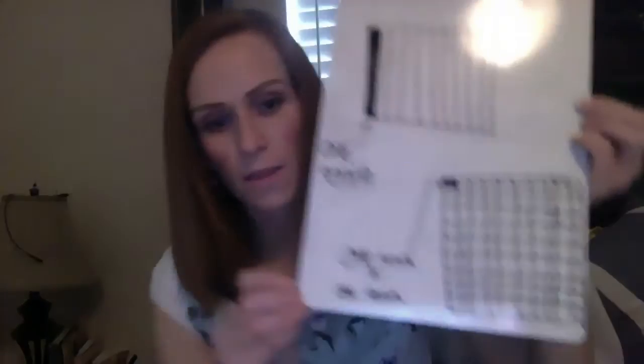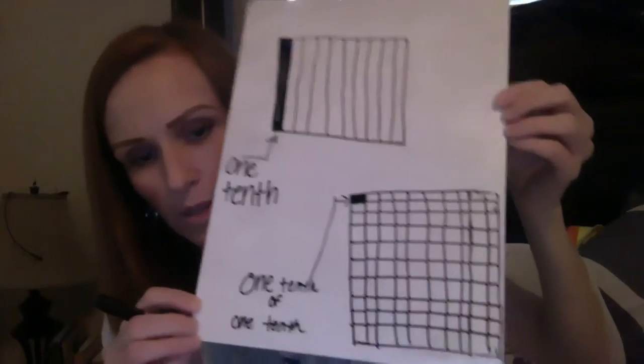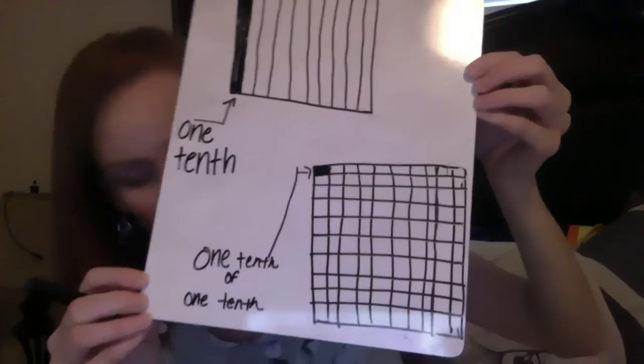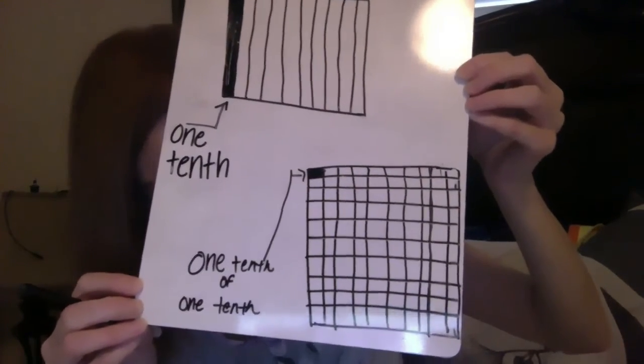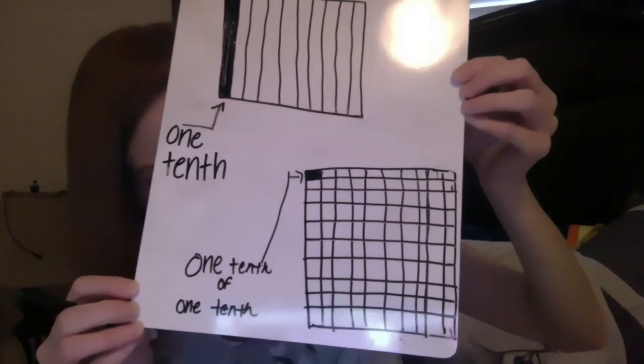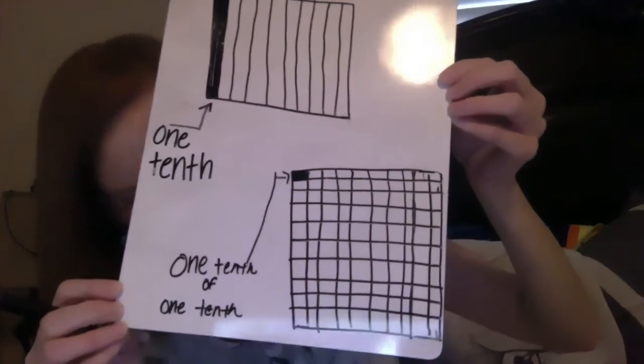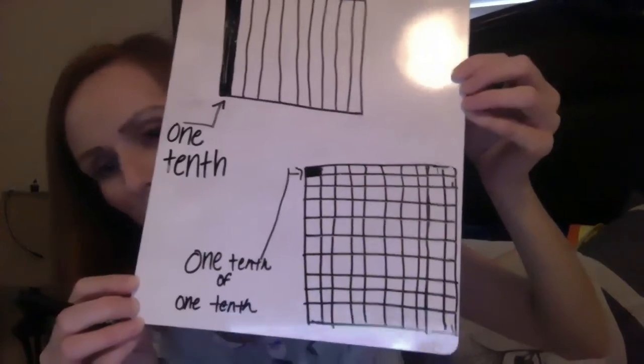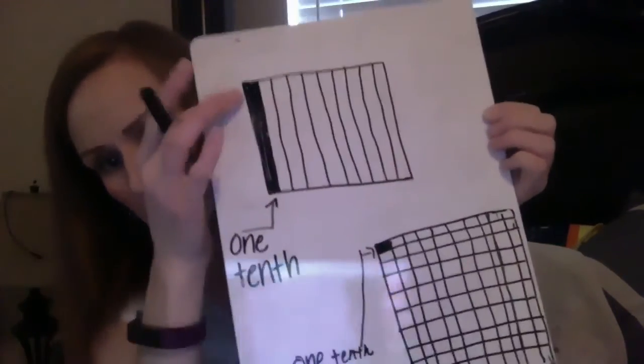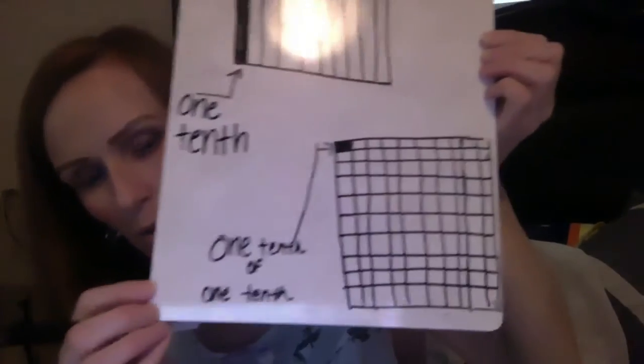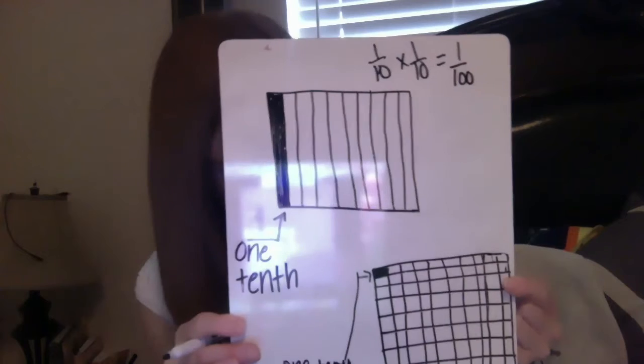To find 1/10 of a tenth, we took this part that was separated into tenths, and we divided those columns into 10 additional columns, so we now have 100 squares. So we have a tenth, and then 1/10 of that tenth equals 1/100th. So we would see that as 1/10 times 1/10 equals 1/100th.